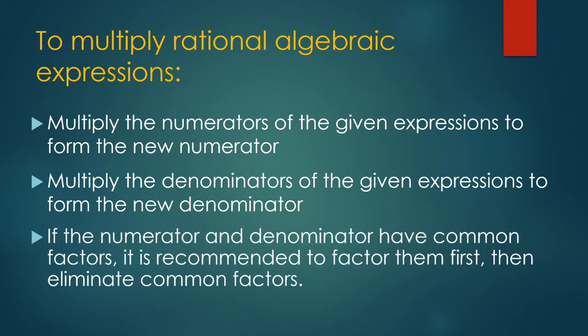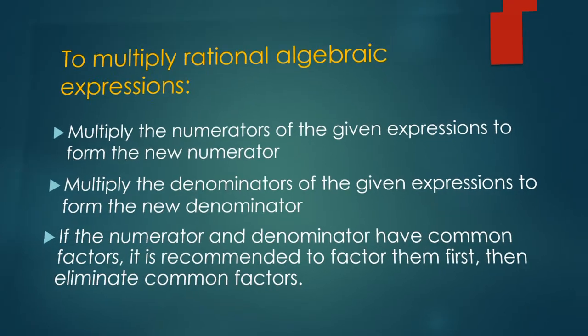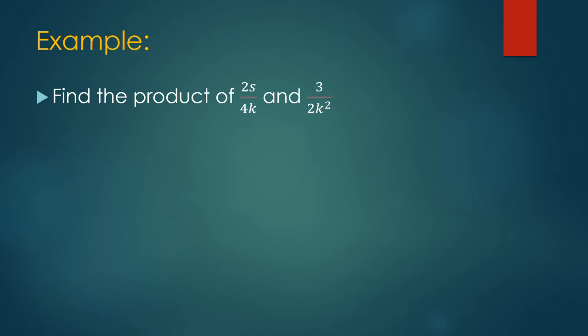If the numerator and denominator have common factors, it is recommended to factor them first, then eliminate common factors. So, ang process kasi talaga ng multiplying rational algebraic expressions is we multiply the numerators and then we multiply the denominators. Pero pagka yung may common factor sila or may factorable expressions tayo, we factor them first, then we eliminate common factors. Mamaya, ituturo ko sa inyo ano yung ibig sabihin ng eliminate.